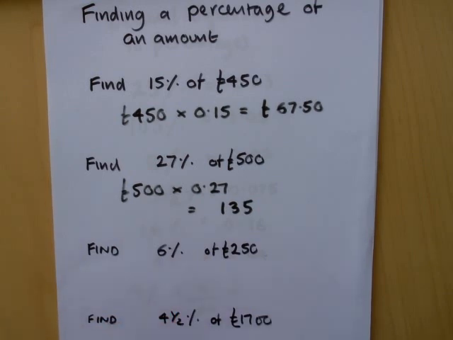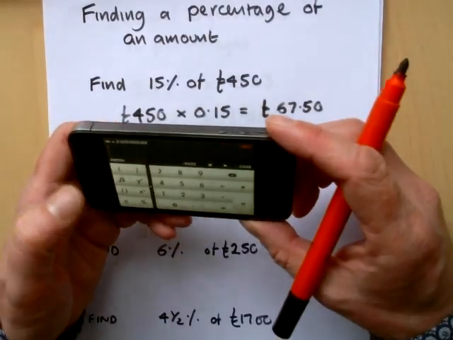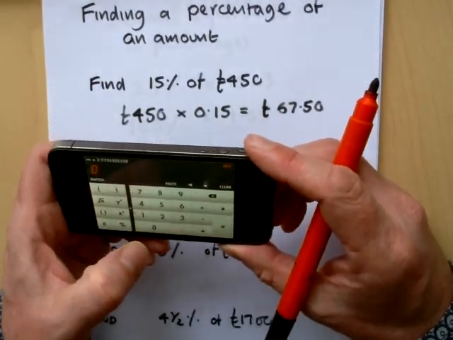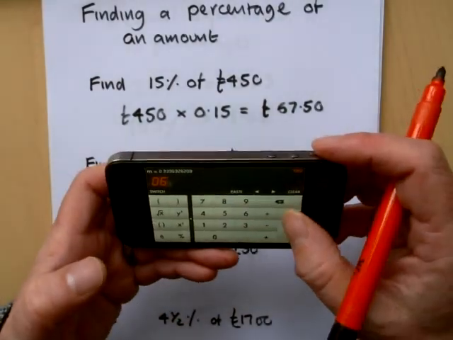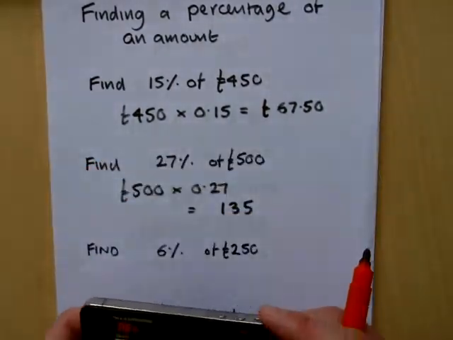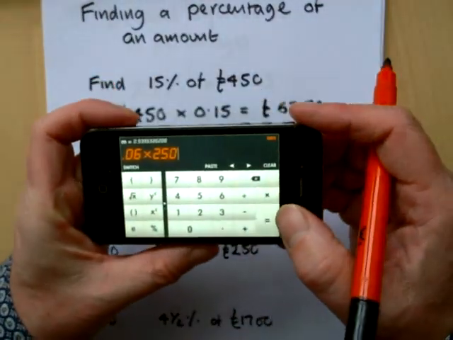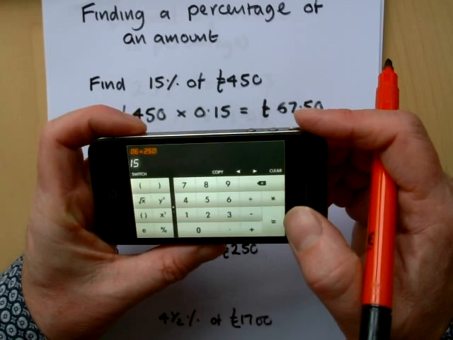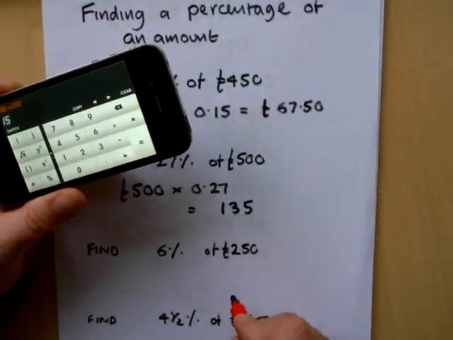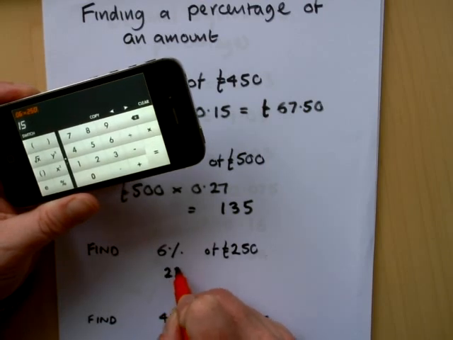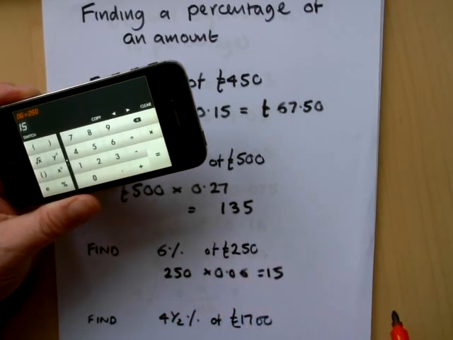So alright, we're going to do 6% of 250. It doesn't actually matter if I put the 6% in first either. So if I did 0.06 and then times the amount, which is 250, you should remember that the order in which I multiply makes no difference at all. I have the answer. You can clearly see there is 15. Let's write that down. 250 times 0.06 equals 15.